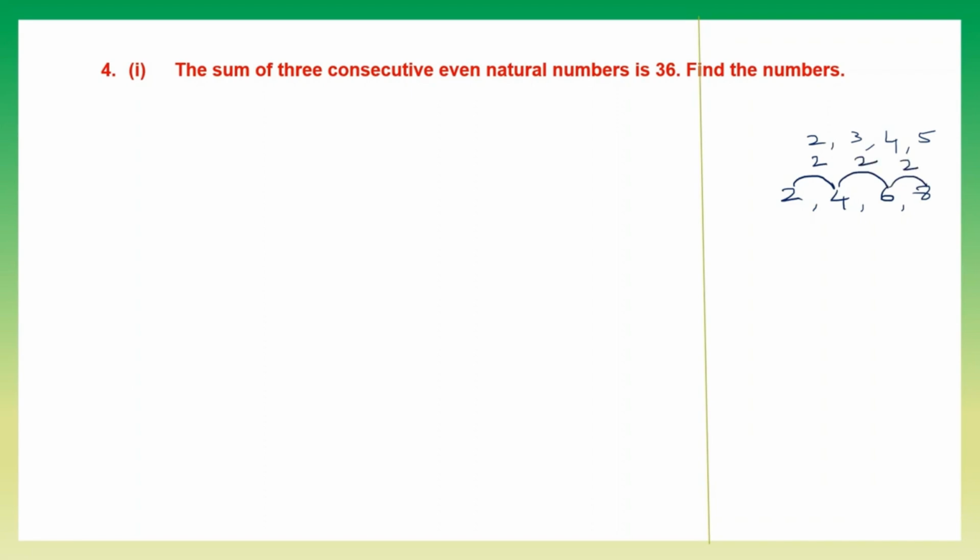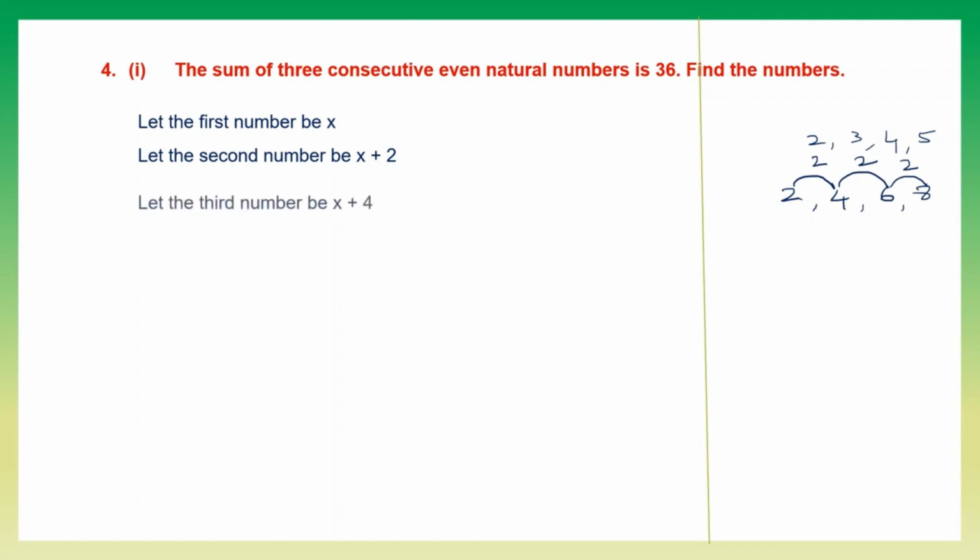So now we are going to consider the first even natural number to be x, the second number to be x plus 2. Okay, x plus 2, because only then you will get the next even number. And the third number will be x plus 4.